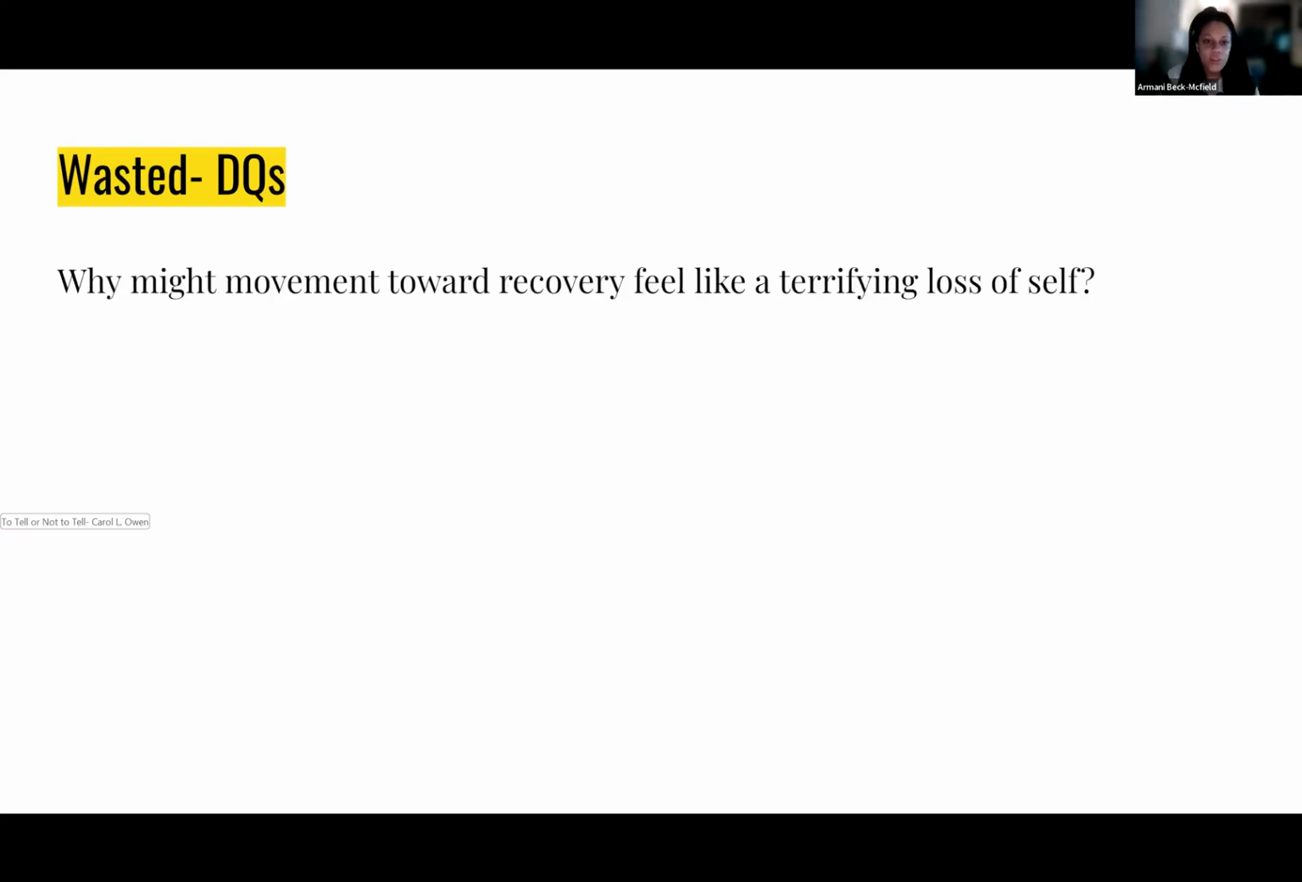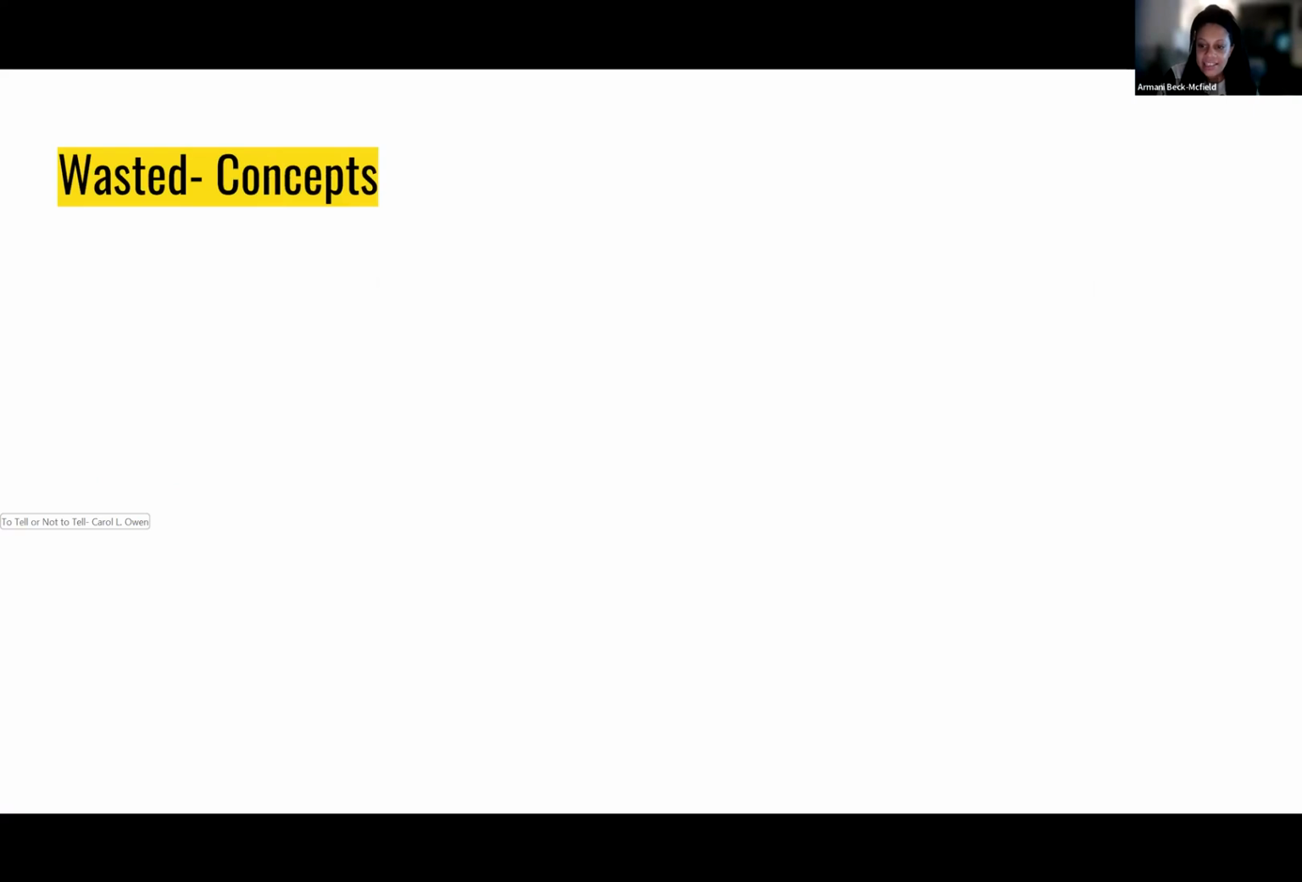And then, why might movement toward recovery feel like a terrifying loss of self? Just a sentence or two. And then finally, similar to how we did with the last one, I'm going to ask you some questions about the concepts.